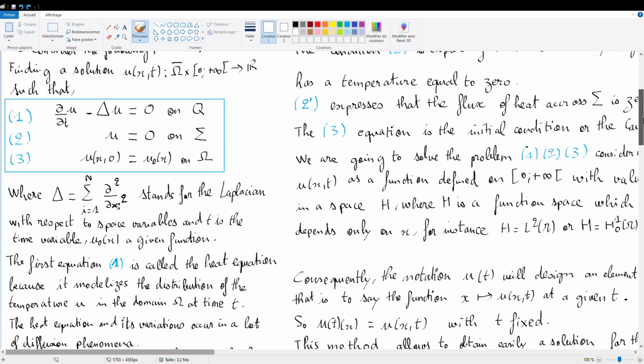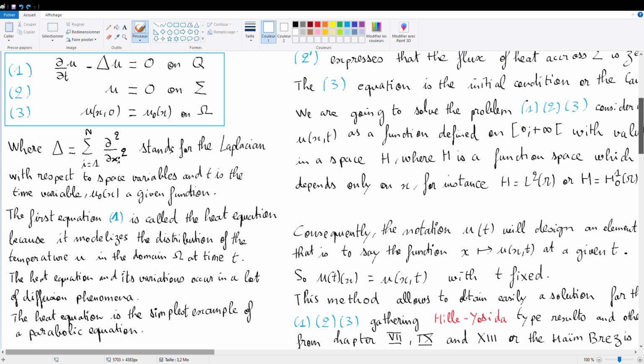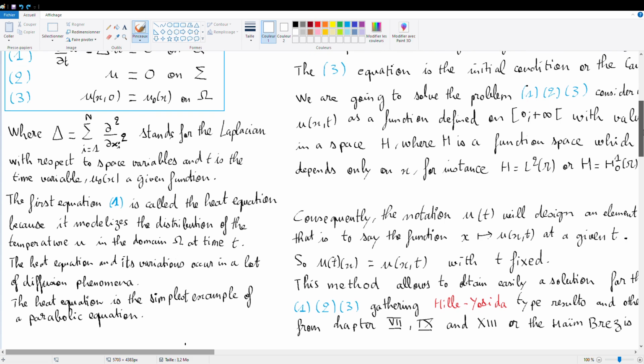The first equation, equation 1, is called the heat equation because it models the distribution of the temperature u in the domain omega at time t. The heat equation and its variations occur in a lot of diffusion phenomena. The heat equation is the simplest example of a parabolic equation.